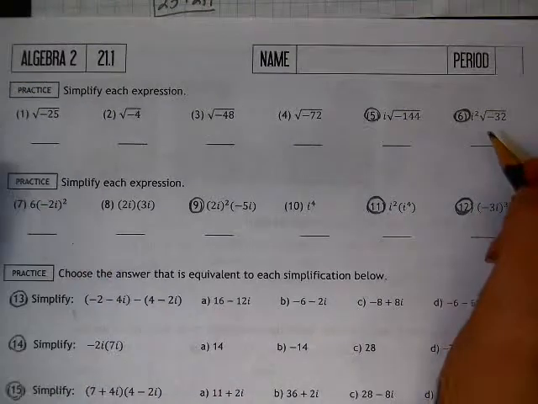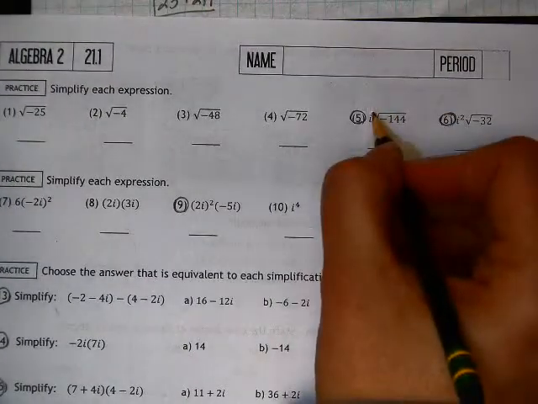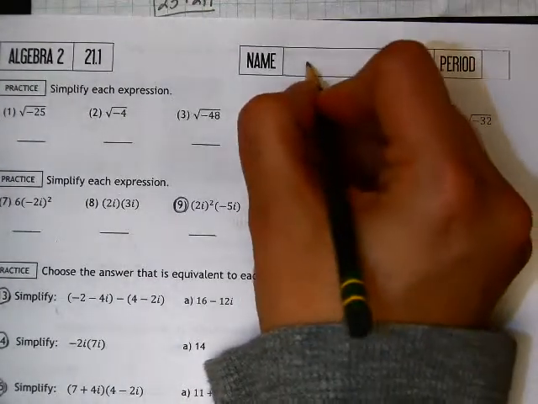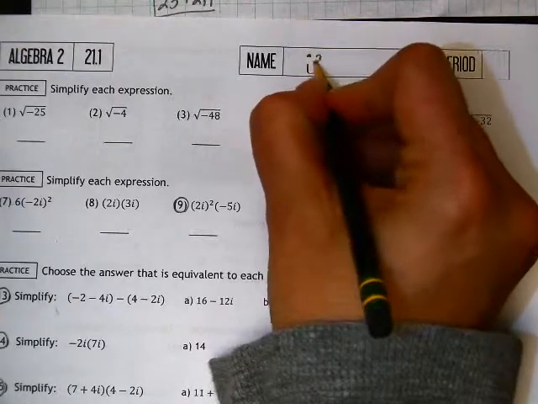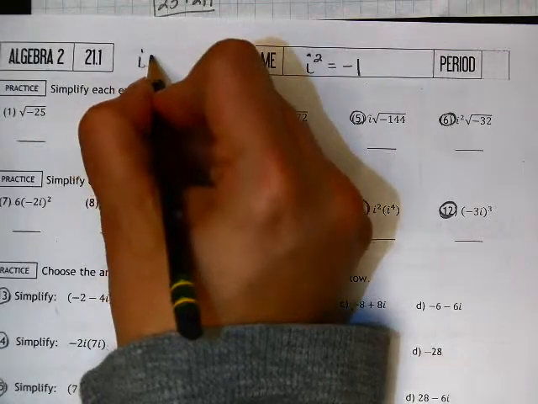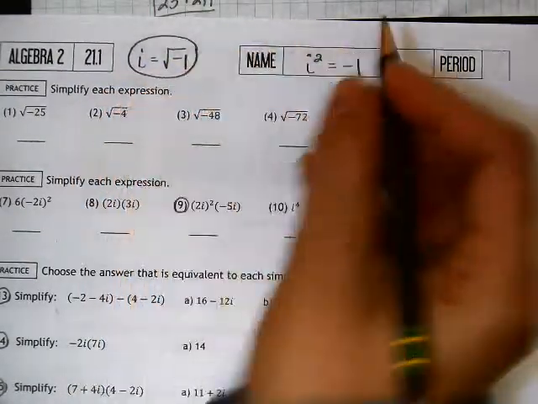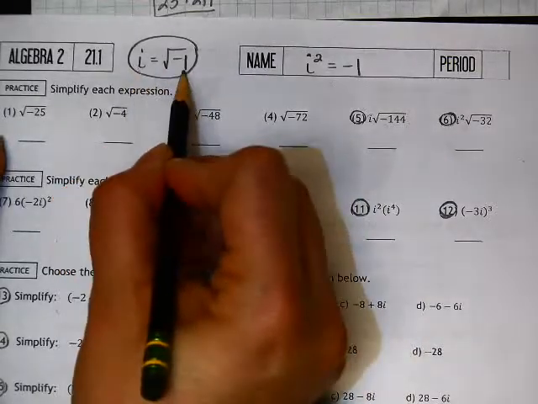We are looking at imaginary, or what we call complex numbers today. One of the things that we need to recognize is that i squared is equal to -1. Why is that true? i is equal to the square root of -1. This is how we're defining i, what i is standing for.